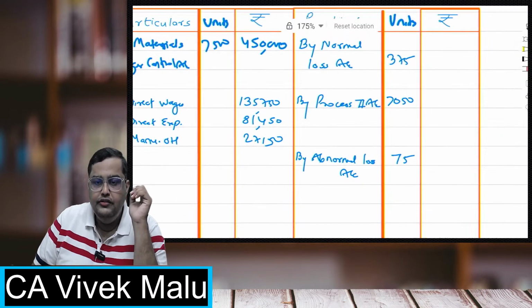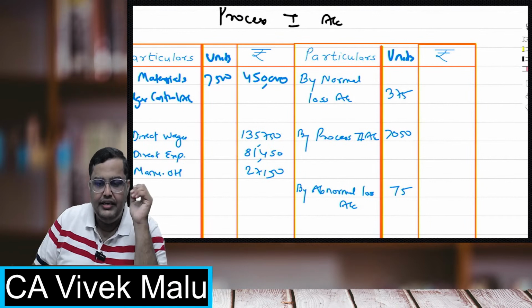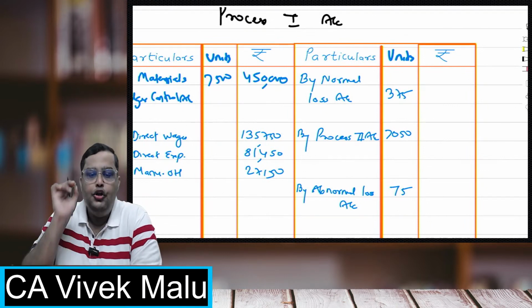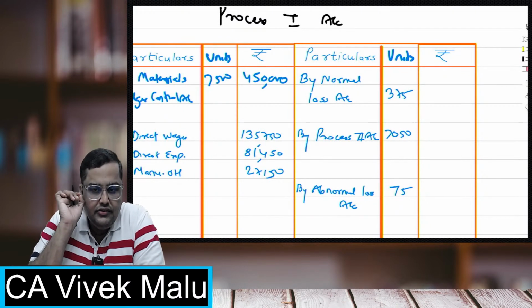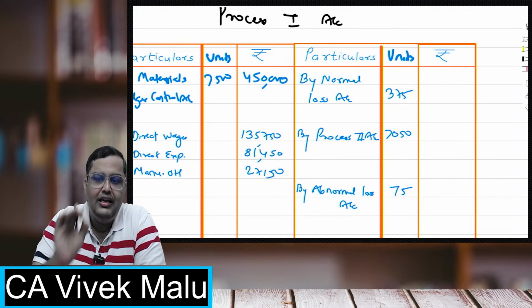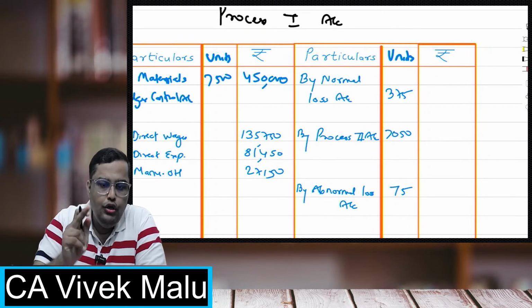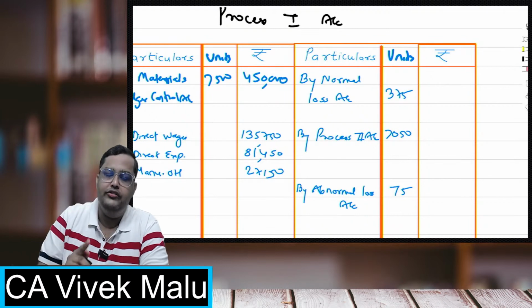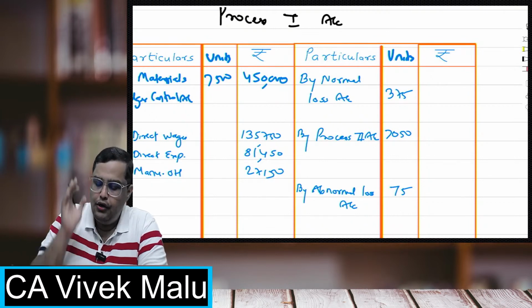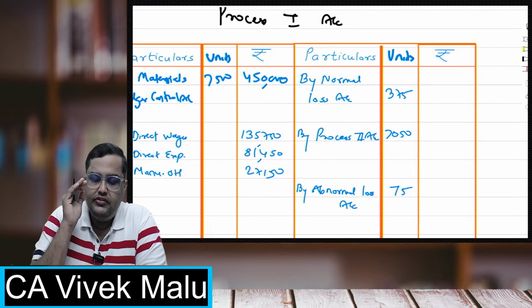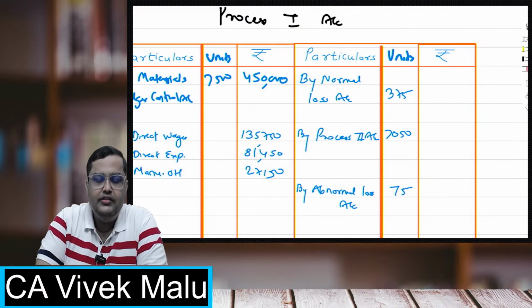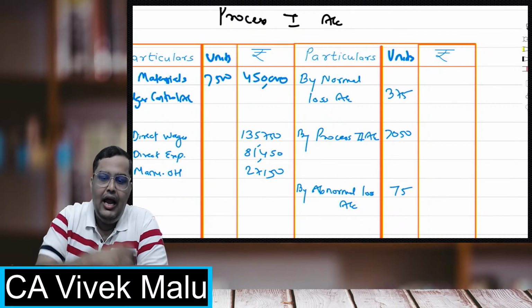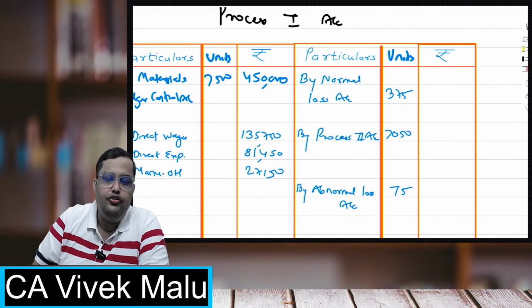Now, students, the next rule what you should understand is, after making this analysis, normal losses or basically the scrap values are always and always measured at their net realizable values. This is a rule you must remember. Normal losses of the scrap value, basically the scrap value of the normal losses is always measured at NRV and reduced from the cost of the production.